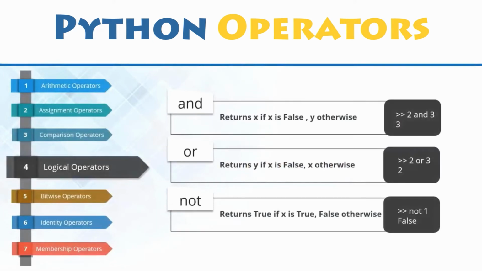Logical operators: and, or, and not operators are used to compare two conditional statements. The logical operators modify and join together expressions, evaluated in Boolean context, to create more complex conditions.